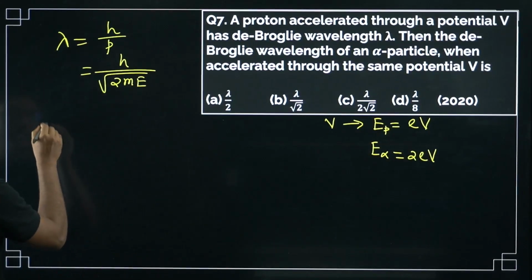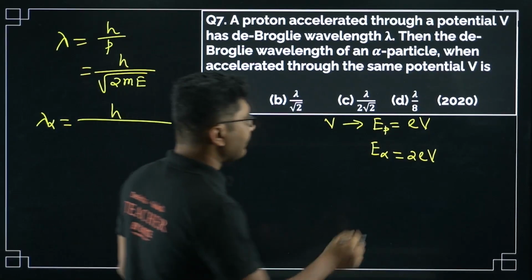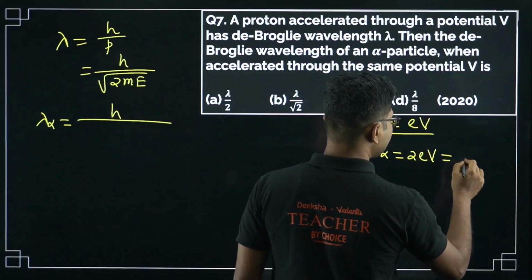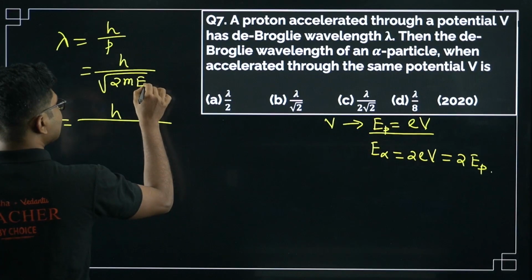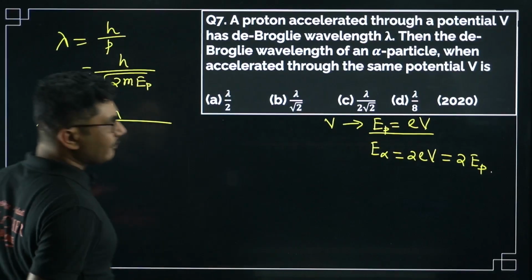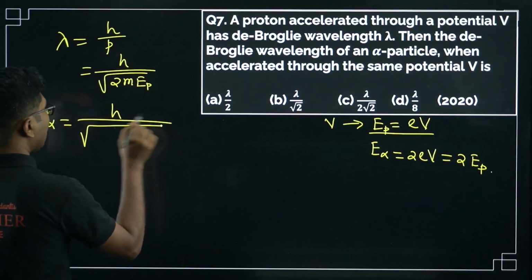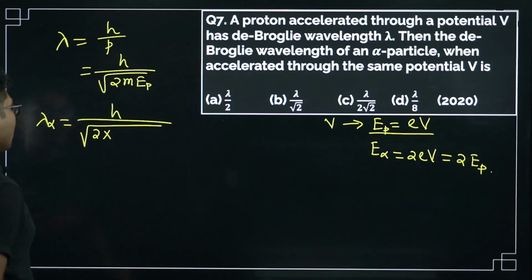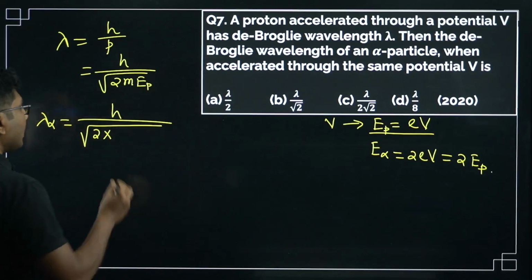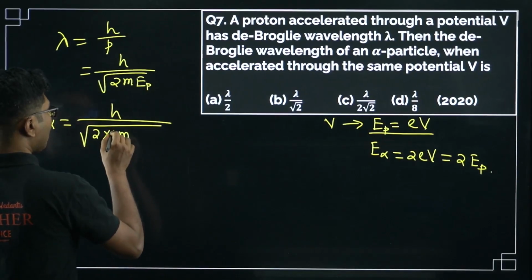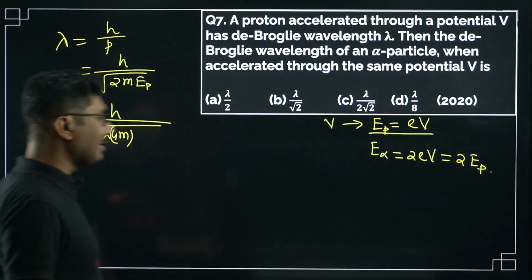For alpha particle, h by... now if you see, if this is proton, so we can say this is basically 2EP, right? So here if I write this as EP, the energy of the alpha particle in the same potential will be twice, right? And mass of alpha particle is 4 times that of the mass of a proton, right? So it will be 4m, because alpha particle has 2 protons and 2 neutrons, basically helium, right?